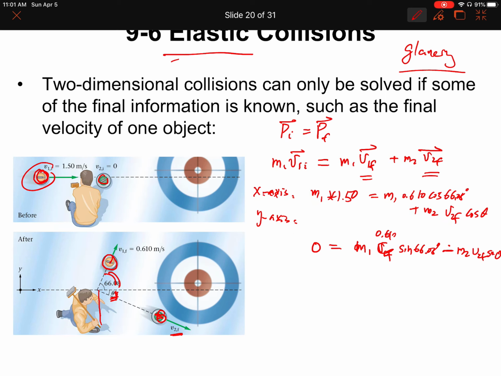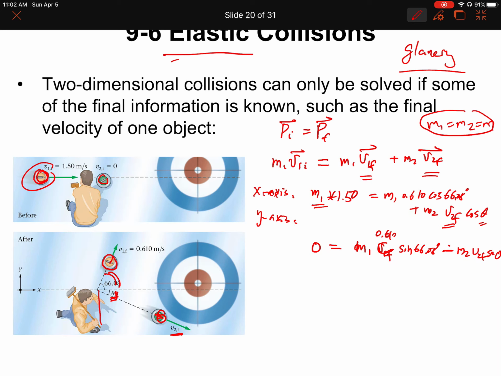Okay, so in these equations, this is unknown, this is unknown. If m is unknown, let m1 equal to m2, but we don't know them, so it's m. So this is unknown. So you have three unknowns and two equations, you cannot solve that.